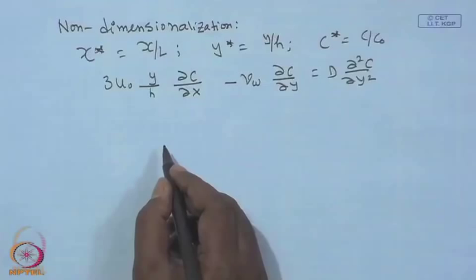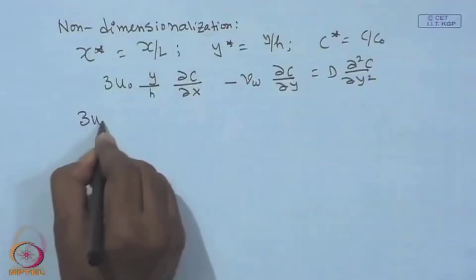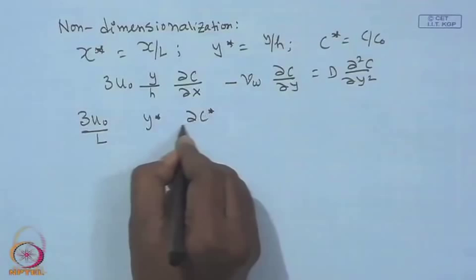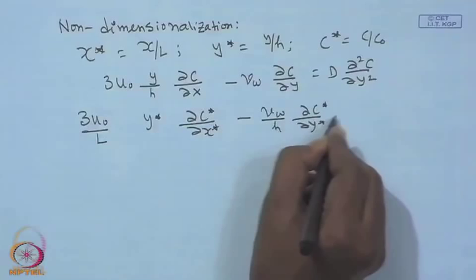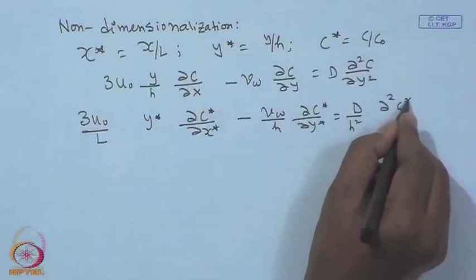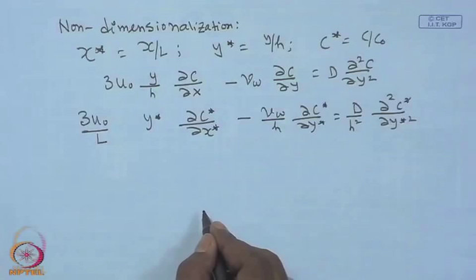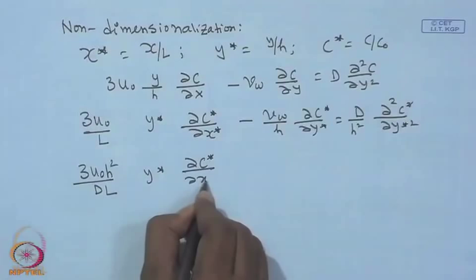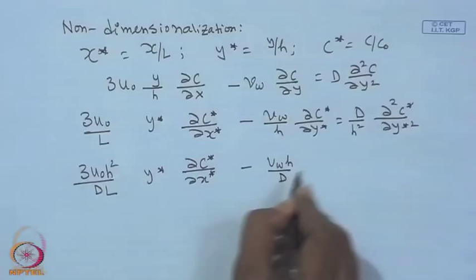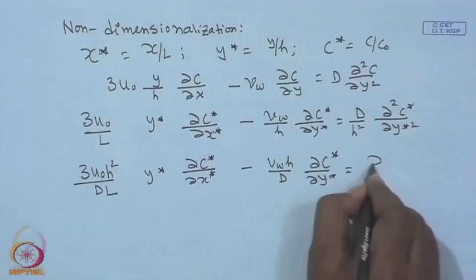Then we substitute in terms of non-dimensional variables. This becomes 3 u 0 over L y star del c star del x star minus v w over h del c star del y star is equal to D by h square del square c star del y star square. Multiply both sides by h square by D. So this becomes 3 u 0 h square over D L y star del c star del x star minus v w h over D del c star del y star is equal to del square c star del y star square.